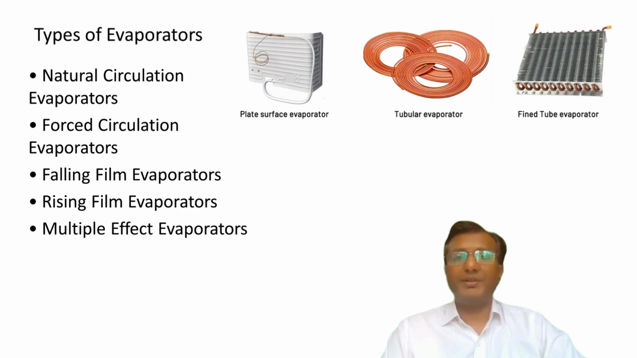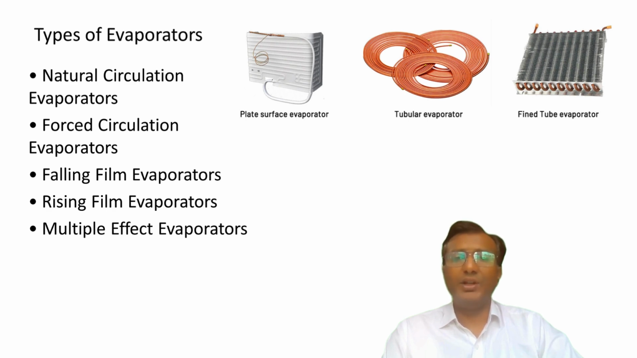Evaporators come in various types, each suited to specific applications. Natural circulation evaporators rely on density differences to drive fluid movement, offering simplicity. Forced circulation evaporators use pumps to enhance flow, ideal for viscous liquids. Falling film evaporators allow liquid to flow as a thin film over the heated tubes, maximizing efficiency. Rising film evaporators use vapor to lift liquid upward in tubes, suitable for low viscosity fluids. Multiple effect evaporators employ several stages to reuse heat, boosting energy efficiency.